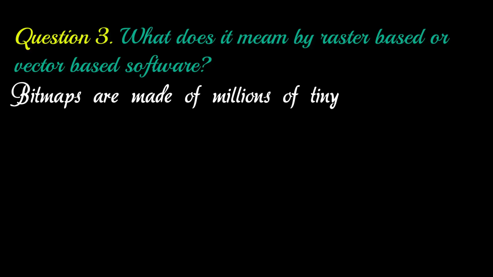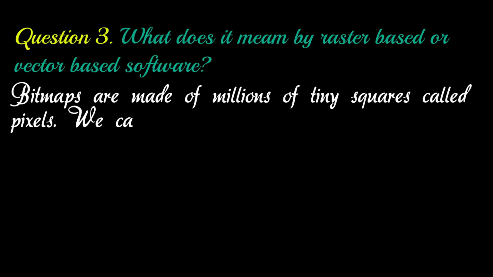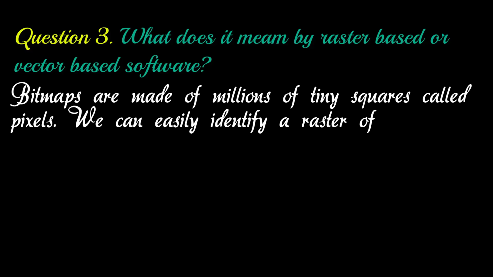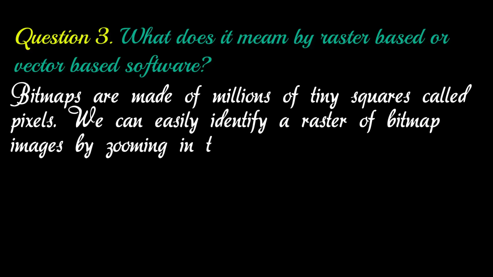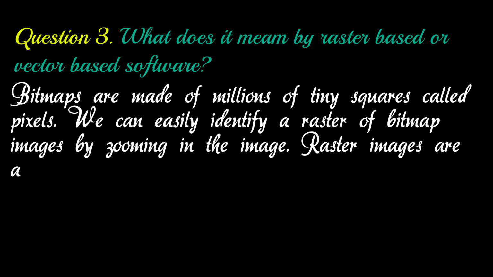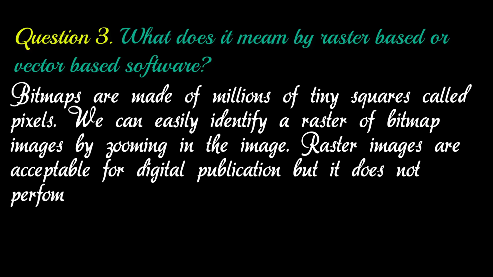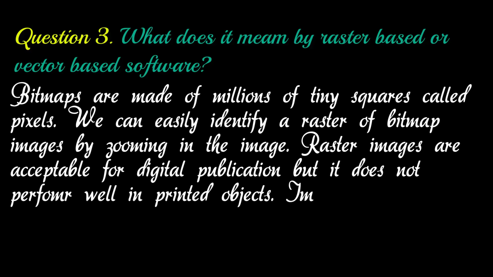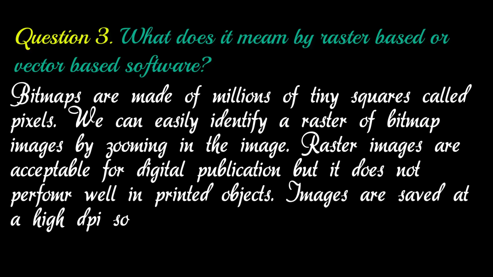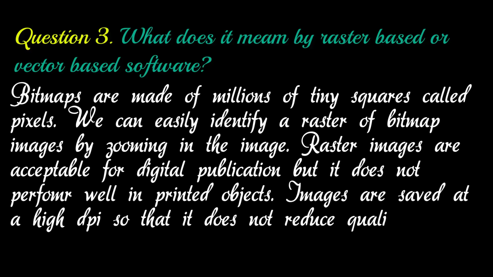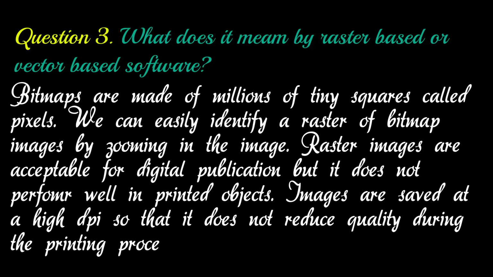Bitmaps are made of millions of tiny squares called pixels. We can easily identify a raster or bitmap image by zooming in on the image. Raster images are acceptable for digital publication, but they do not perform well in printed objects. Images are saved at a high DPI so that they do not lose quality during the printing process.